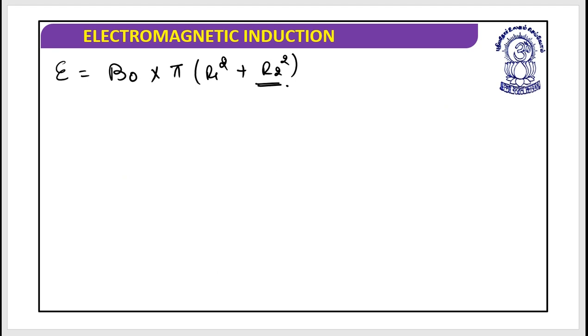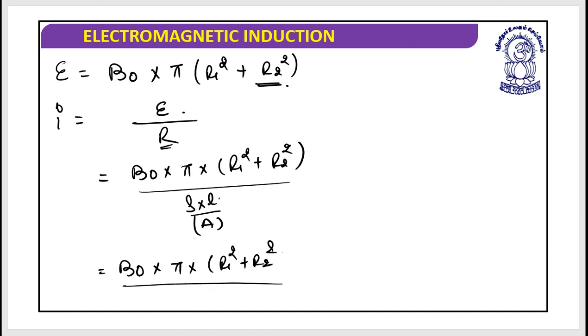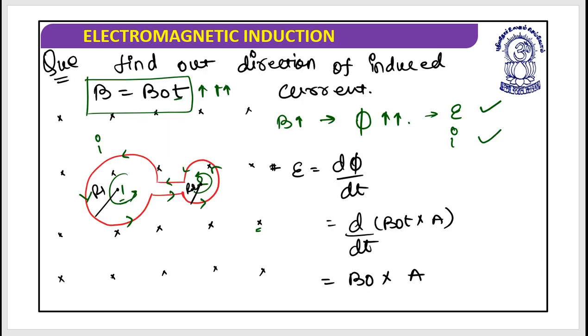I hope this is clear. This is the induced EMF. If they asked for the current, then I is equal to E by R. This could be written as B naught multiplied by pi multiplied by R1 square plus R2 square divided by resistance. Resistance could be written as rho into L divided by cross sectional area. So this would be B naught into pi into R1 square plus R2 square divided by rho into length. What will be the length? It's 2 pi R1 plus 2 pi R2.